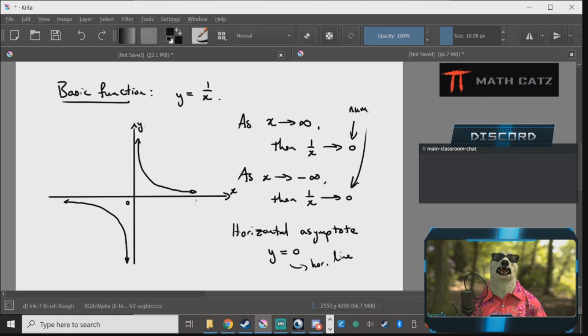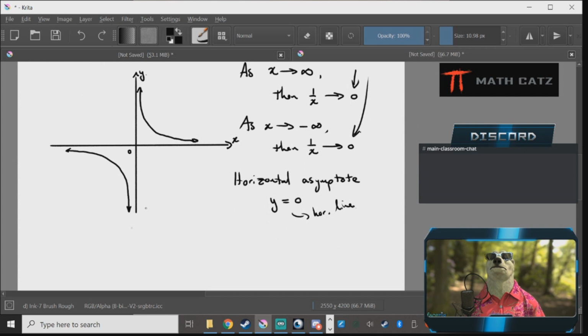But there's always a small little gap, right? It's just the behavior. It's behaving like that. And the further I go, the closer that behavior is. Now, I also have another kind of, quote-unquote, long-term behavior that as I get close to 0, the y value blows up.